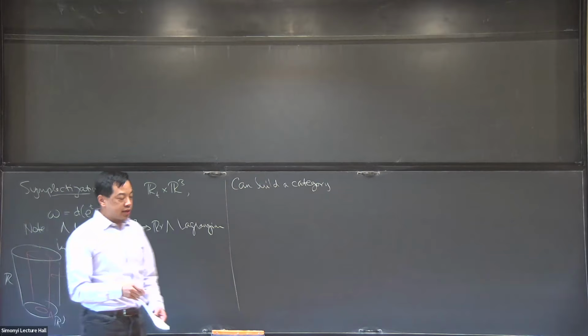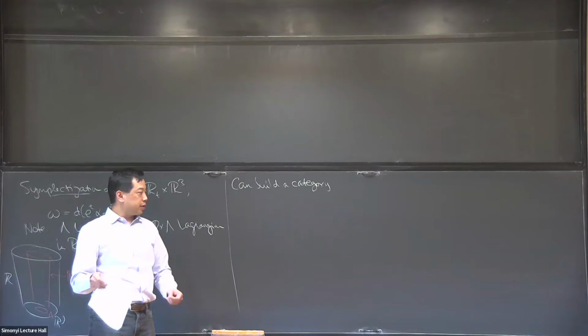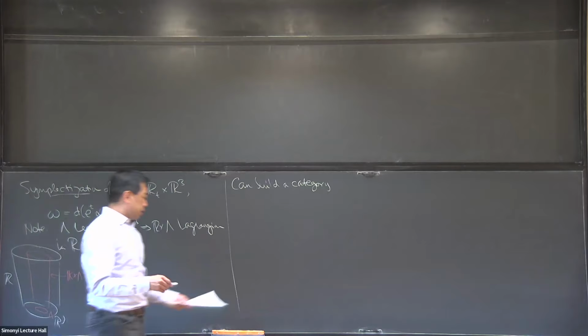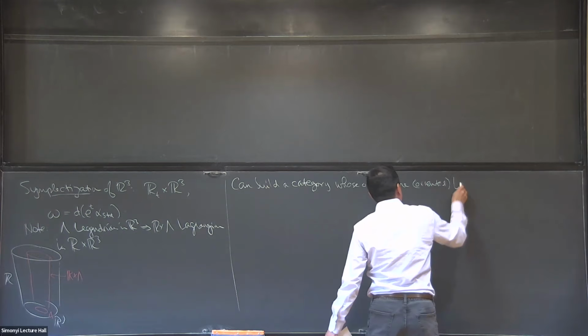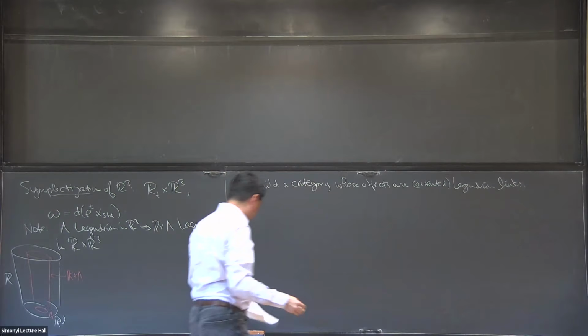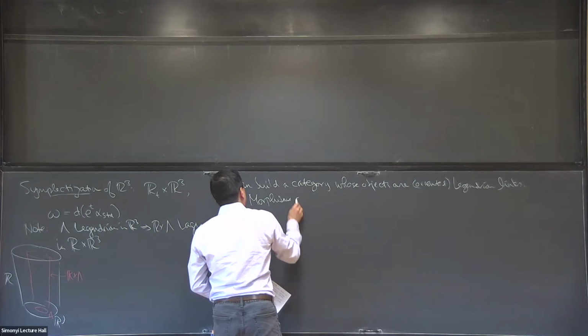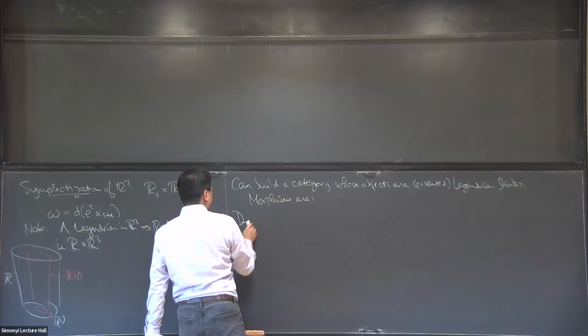smooth setting where the objects are, let's say, oriented knots or links inside of R3, and then morphisms are cobordisms in R3 across an interval. So something similar here. We can build a category whose objects are oriented Legendrian links. And what are the morphisms? The morphisms are given by a particular sort of cobordism. The cobordisms are called exact Lagrangian cobordisms.